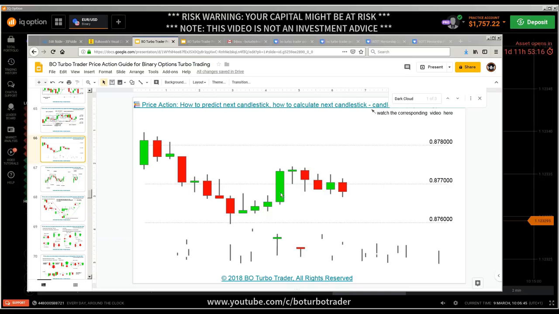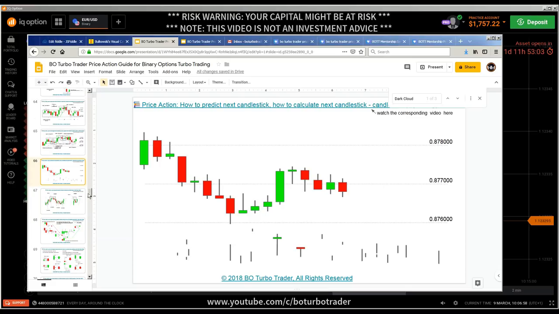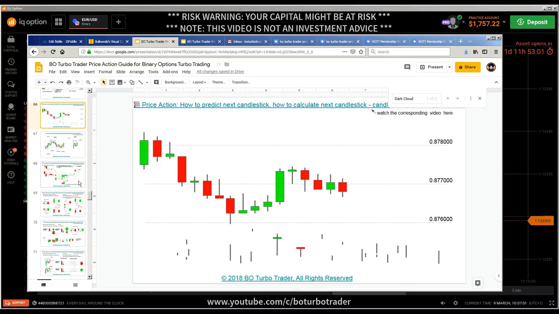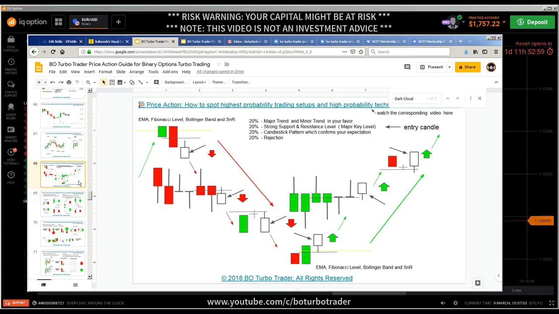Because this evening star is showing that we are getting now into a minor downtrend. This dark cloud cover was showing that we are getting into a minor downtrend. And that is this kind of concepts which I have shown you here. Let me show you this. That was this one here. I have shown this so often, and I think that it should have been in your brain.